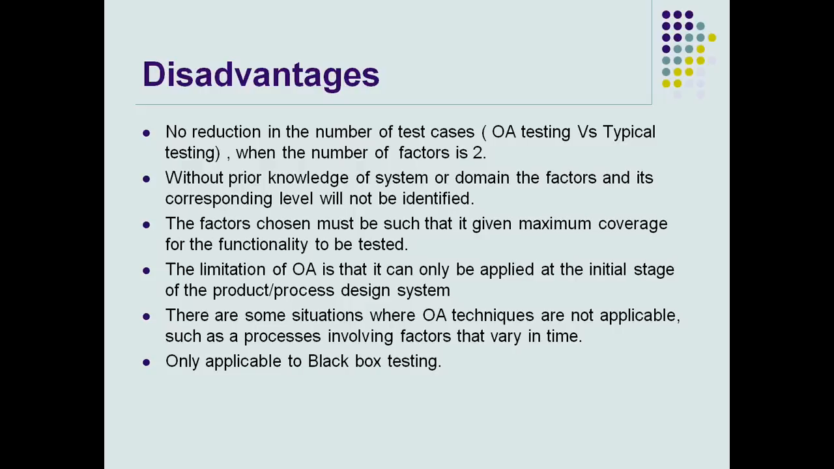The user should also have at least some knowledge of the system or domain wherein the factors and their corresponding levels are concerned. You should always have some prior knowledge; without that, you will not be able to find out the levels and factors. The factors chosen must be such that they give maximum coverage of the functionality to be tested. And the limitation of OA is that it can only be applied to the initial stage of the product, process, or design phase.